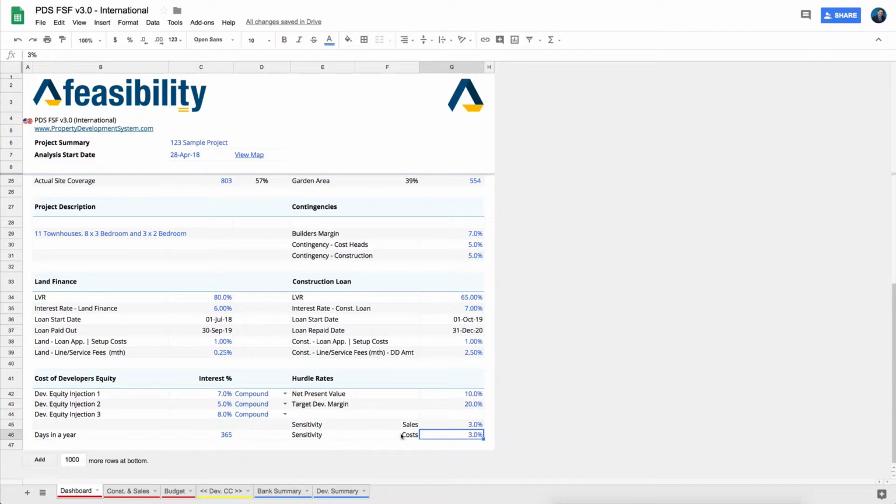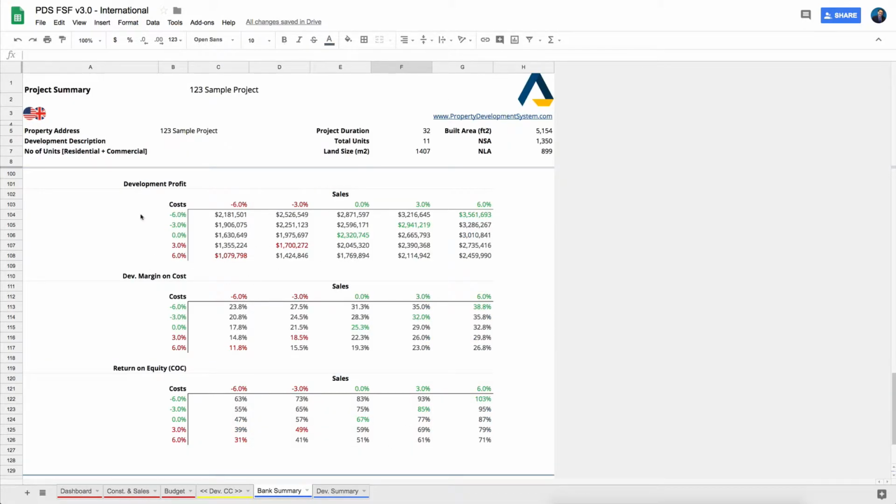What would it look like? And if my costs go up in 3% increments and they come down in 3% increments, what would that do to my feasibility, to my development profit, to my margin on cost, and to my return on equity? So in this scenario, for example, the sales start going up by 3%. So of course there will be more profit to take home.